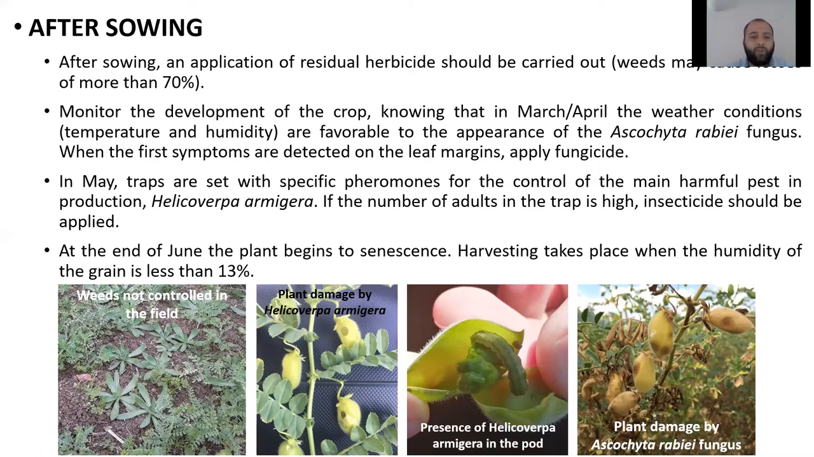At the end of June, the plant begins to senesce. Harvesting takes place when the humidity of the grain is less than 13%. Above this slide, we can see pictures. On the left, a picture with weeds not controlled in the field. So you can see the gramineae family in weeds and broadleaf weeds too. Next, a picture with plant damage by Helicoverpa armigera. We can see holes in the leaves. Then a larva in the capsule. You can see a depreciation in the product.